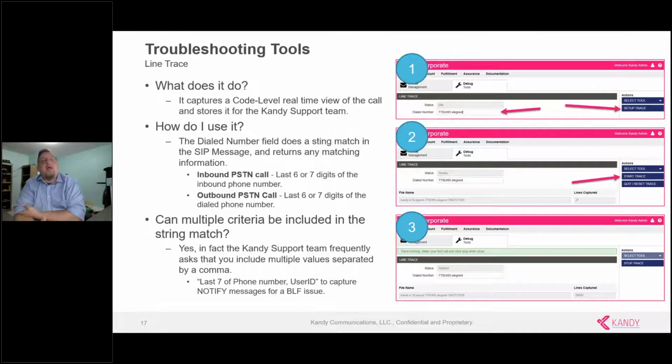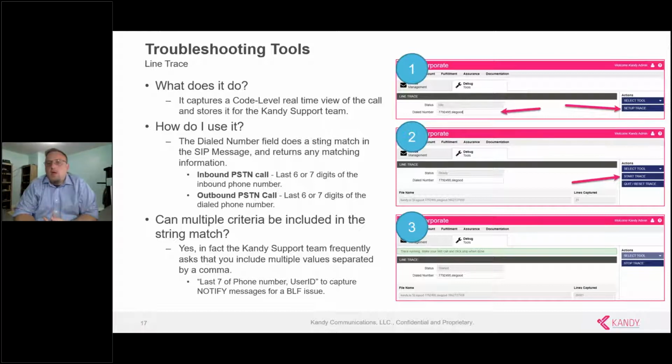Essentially, the way you would use this tool is it comes up and asks you for the dial number. This isn't necessarily looking for a telephone number. You can certainly type in a telephone number here, but it is just doing a string lookup in the SIP messaging, looking for the information for that trace. So you'll see in the example on the right, I've got the last 7 digits of the telephone number I was calling. I also included my user ID.